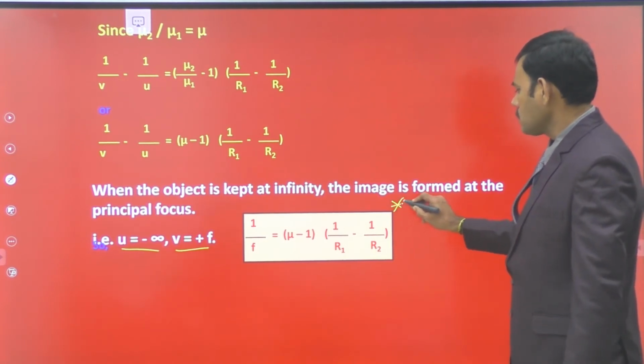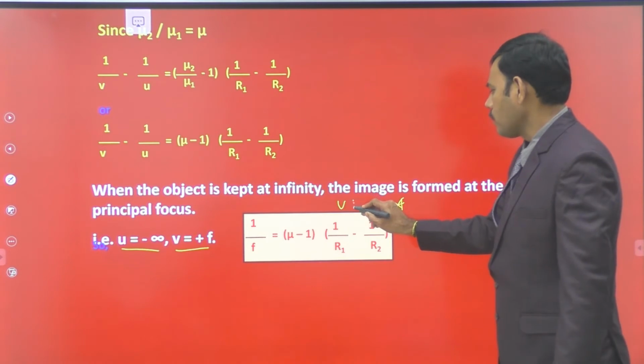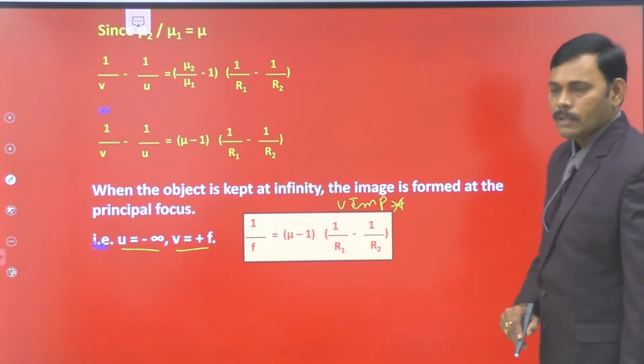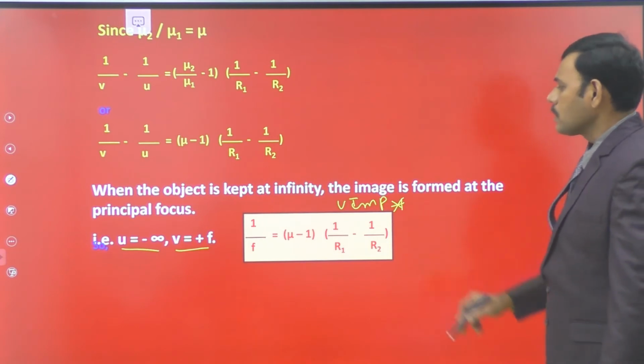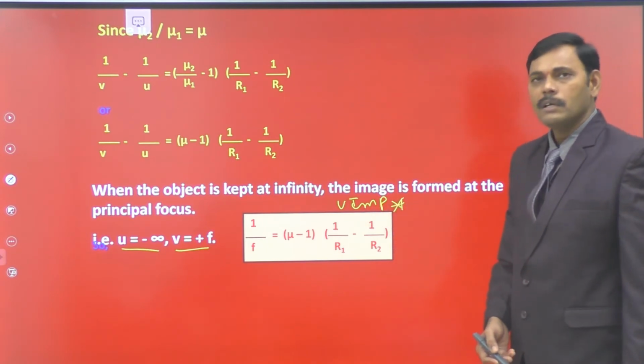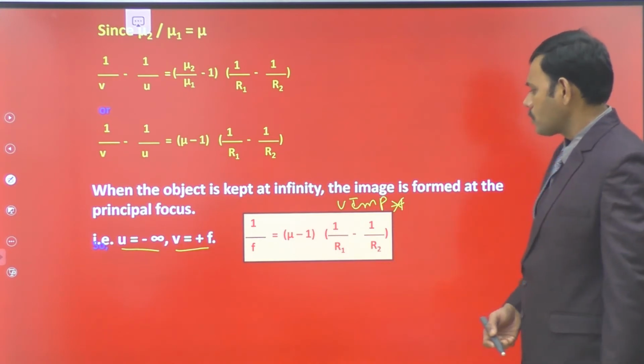Students, this is the very very important formula, known as the Lensmaker's formula. We come to a conclusion of this Lensmaker's formula: 1 by f is equal to mu minus 1 into 1 by r1 minus 1 by r2.